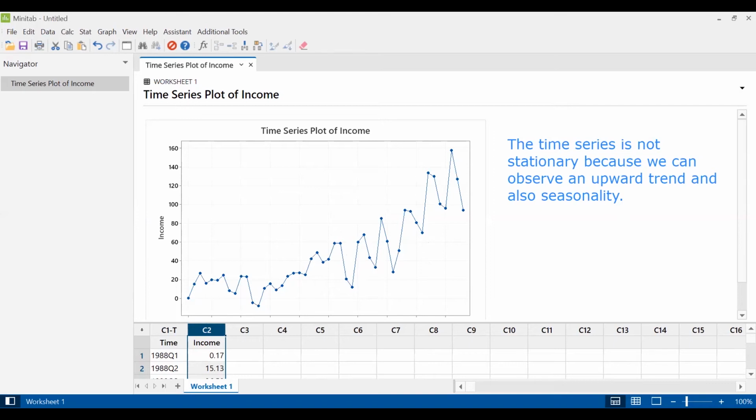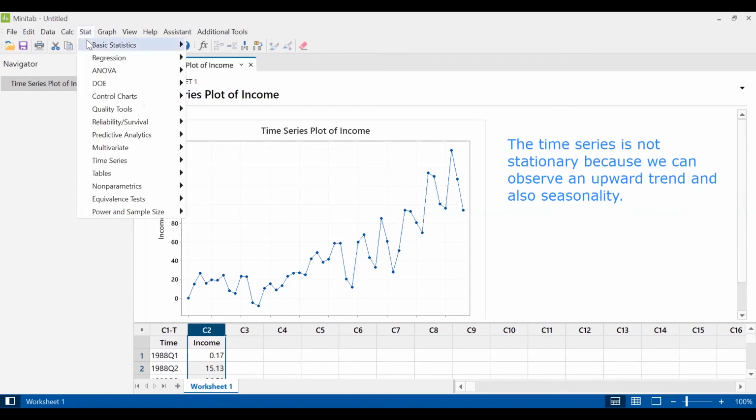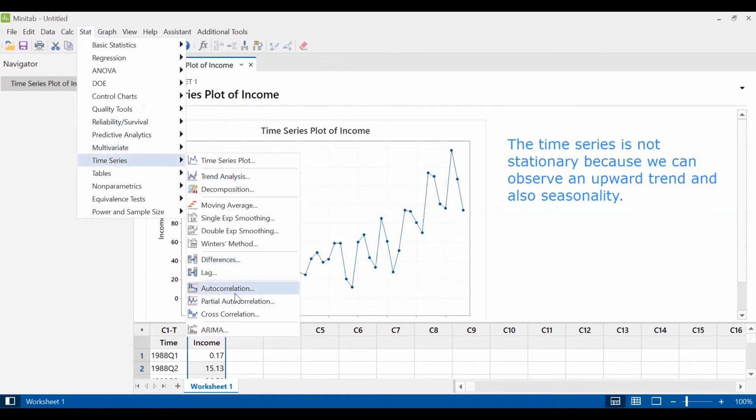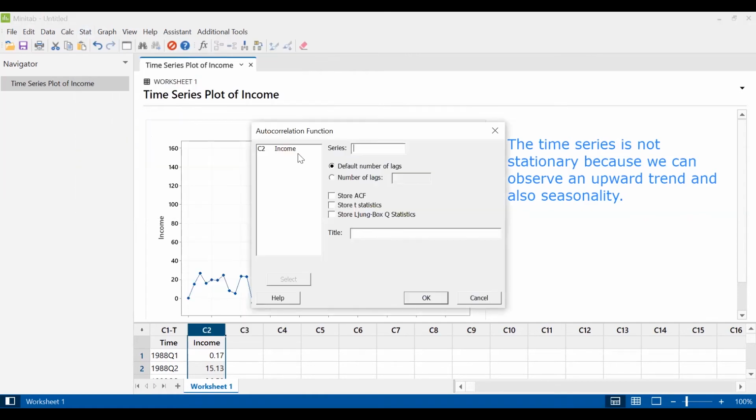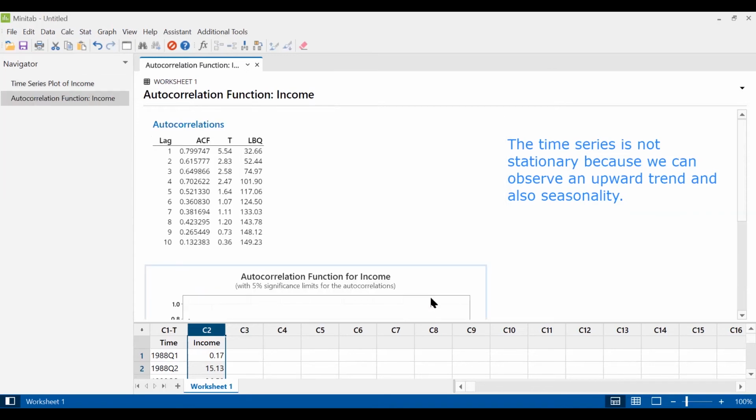All right, and part B says, get the autocorrelations for the first 10 time lags and ask whether it's consistent with your answer in part A, and do you see trend and seasonality. So let's go get the autocorrelations. Go back to Stat, Time Series, Autocorrelation. Okay, double click on income. And we want the first 10 time lags, so you may want to specify the number of lags to be 10, and then click on OK.